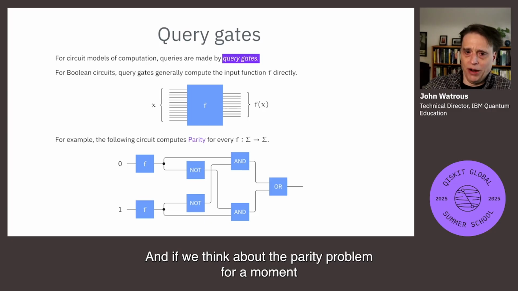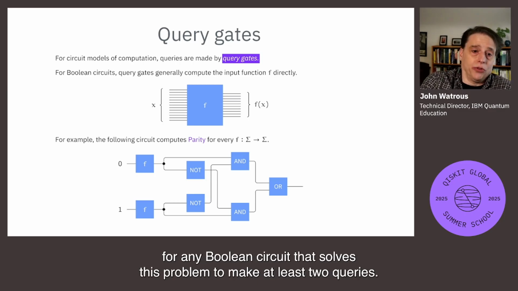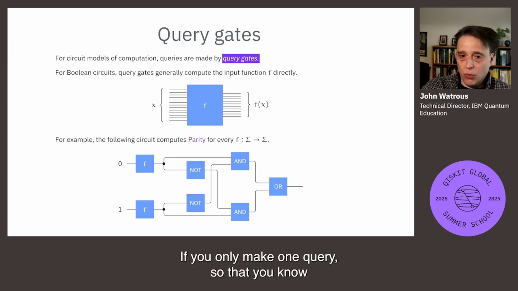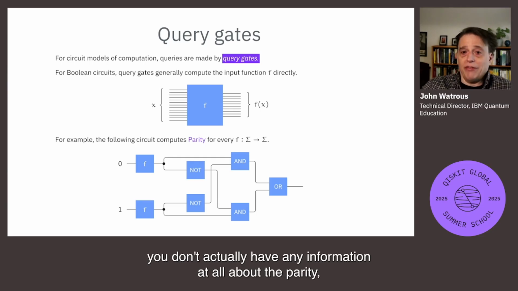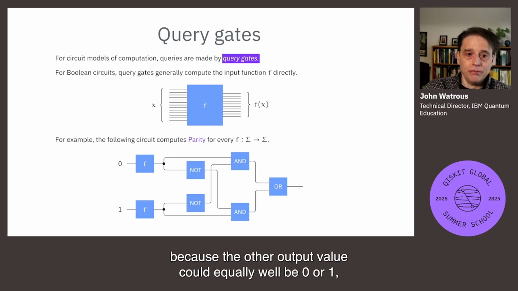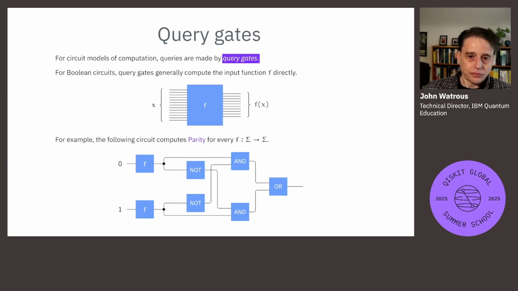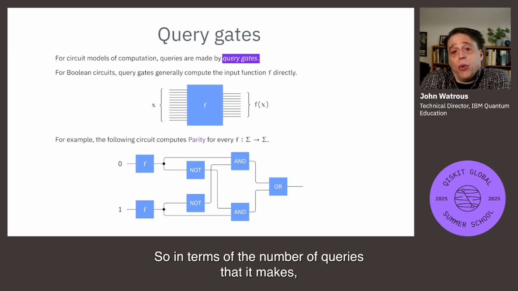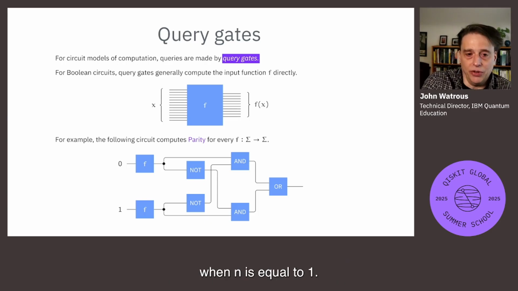And if we think about the parity problem for a moment, for a function from 1 bit to 1 bit, we see that it's absolutely necessary for any Boolean circuit that solves this problem to make at least two queries. If you only make one query, so that you know only one of the output values of f and not the other, you don't actually have any information at all about the parity, because the other output value could equally well be 0 or 1, leading to either of the two possible solutions to the problem. So, in terms of the number of queries that it makes, this Boolean circuit is as good as you can do for the parity problem when n is equal to 1.